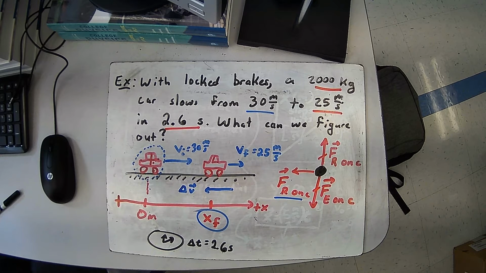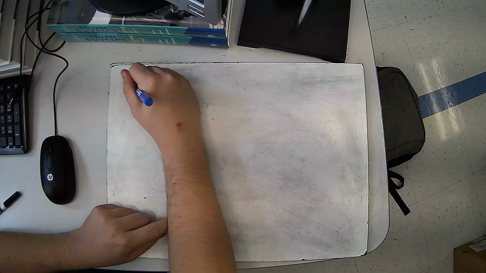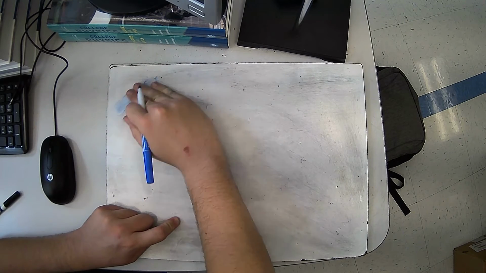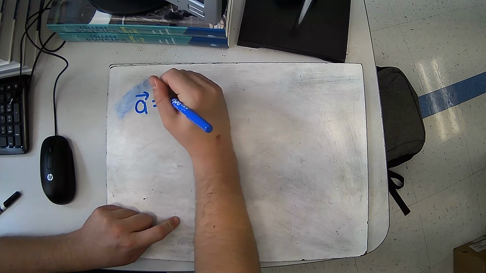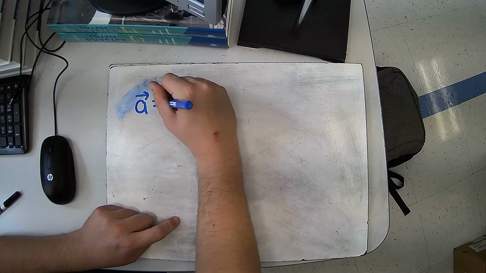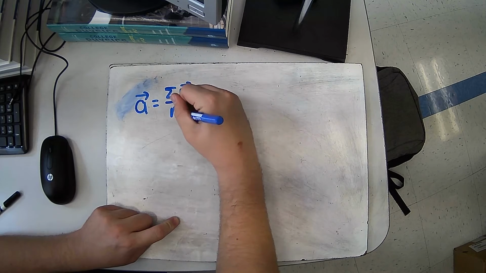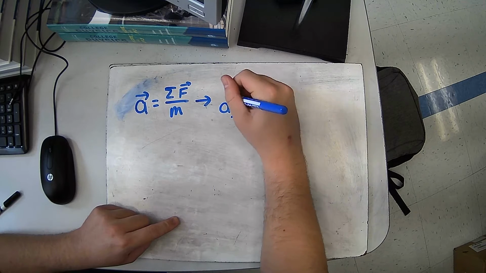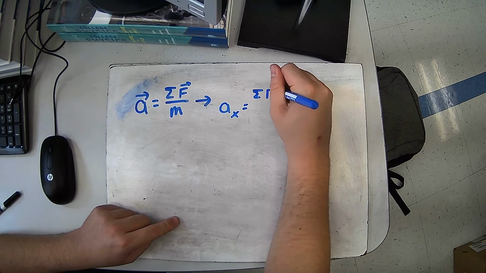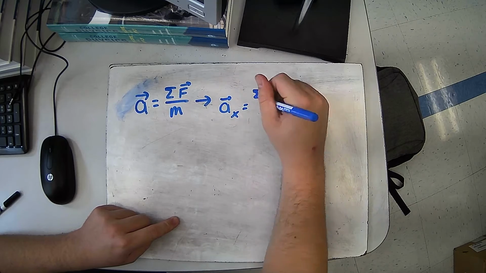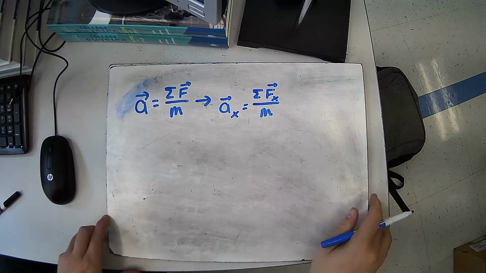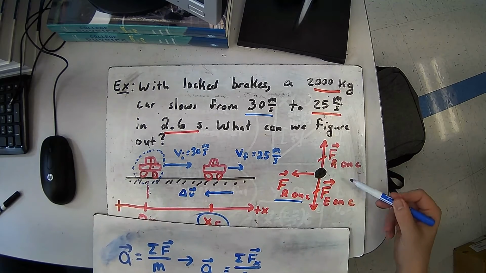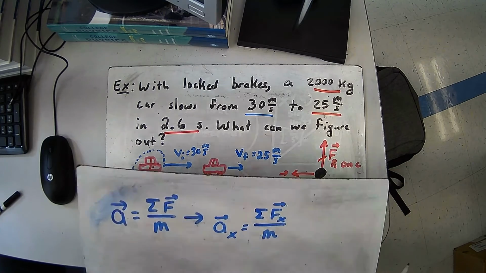I'm going to grab myself a second dry erase board, and we'll relate that back later on. Let's see. I'm going to write some equations. We have Newton's second law: the acceleration is equal to the sum of our forces over mass. In particular, we can look at just the horizontal component. The acceleration in the x direction is equal to the sum of the forces in the x direction divided by the mass of the car. So we can ignore these two vertical forces when looking at the horizontal direction.